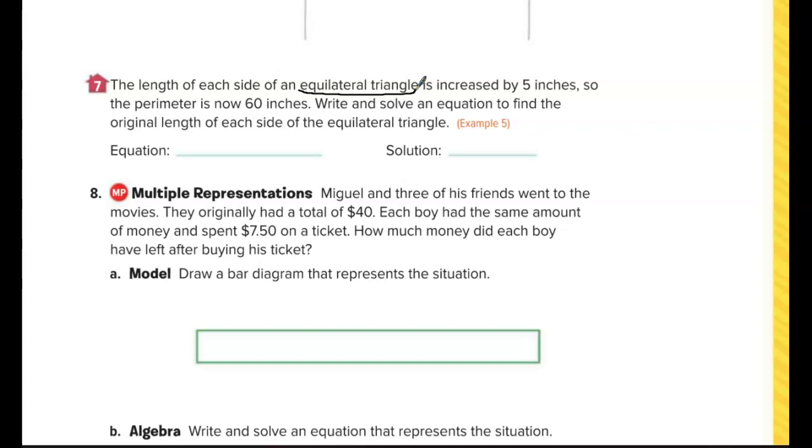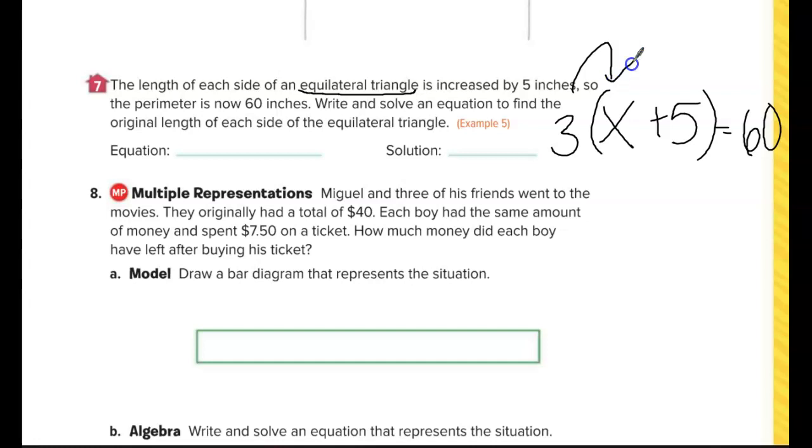It says it was increased by 5. That does not mean it is 5. So what do you write when you don't know? Variable. So x. How do you write increased by 5? Plus 5. Now that would be for one side. How many sides do I have? 3, because it's a triangle. And that gives me the perimeter, which is 60.